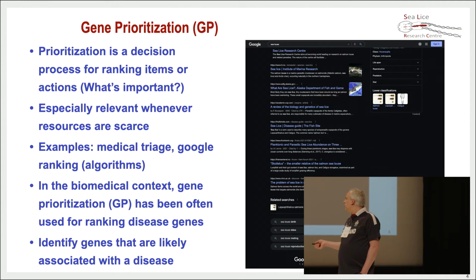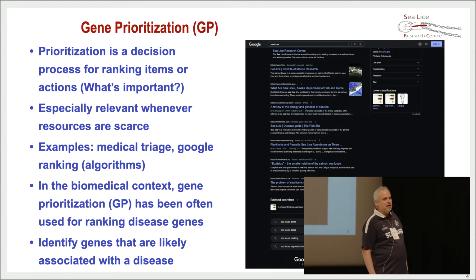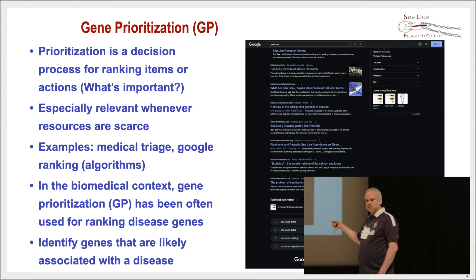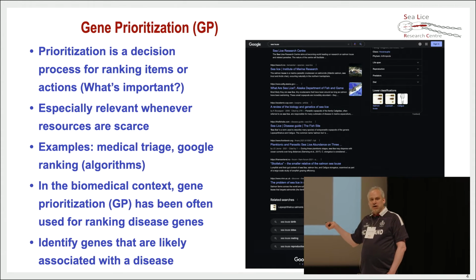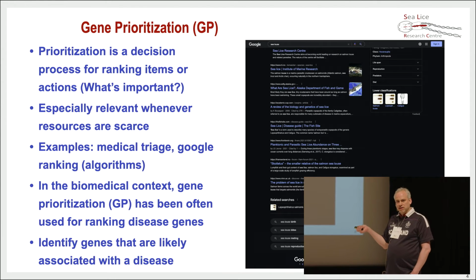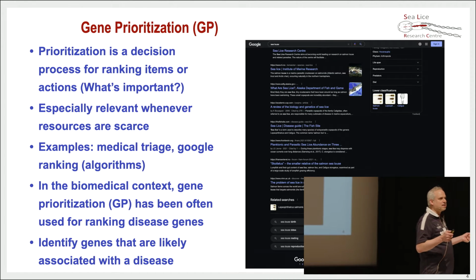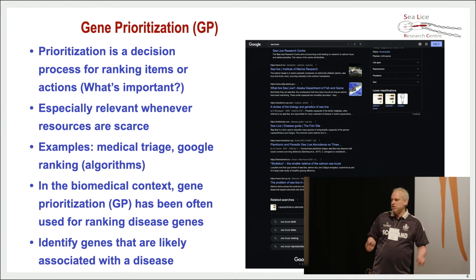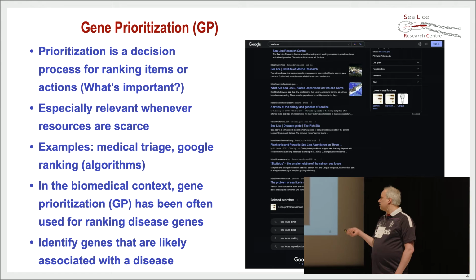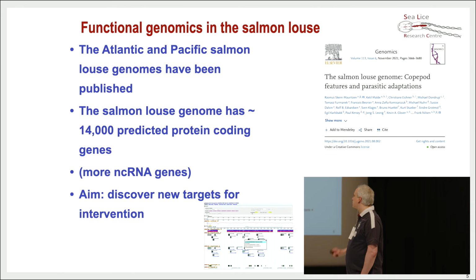Examples are very different. For example, medical triage has been a topic maybe discussed in a pandemic. And then, well, the Google ranking algorithms. We trust these because Google wouldn't tell us how they rank their pages. That's their trade secrets. In the biomedical context, however, we also have often too many genes, and in diseases mainly, we need disease prioritization or gene prioritization for ranking disease genes, so which to investigate, and to identify genes that are likely associated with a disease. So there are different methods to do this.